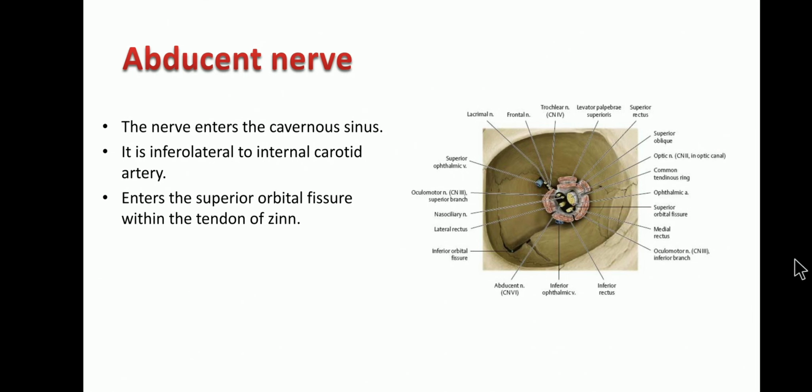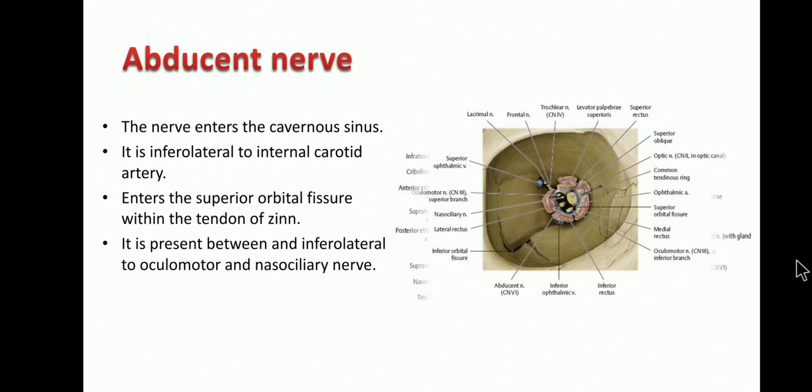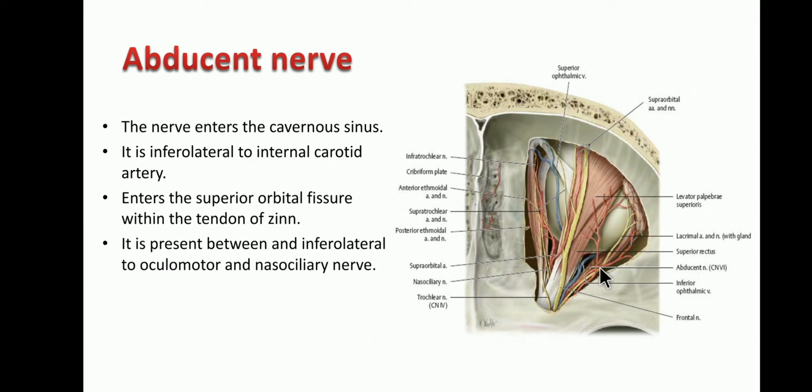It is present. And then what happens? It supplies the lateral rectus muscle. Finally, it supplies the lateral rectus muscle from its orbital surface. So that is about the abducent nerve.